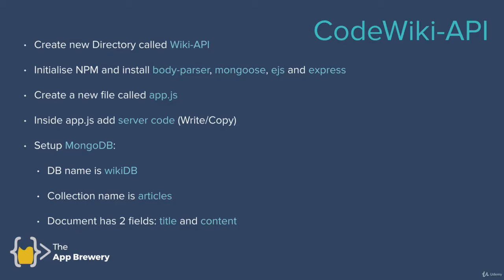Now, if you're already done and you're happy with the result and you've tested it, then feel free to skip this video and continue on to the next part. But first things first, let's create a new directory called Wiki API.